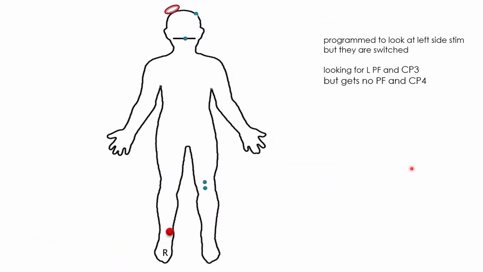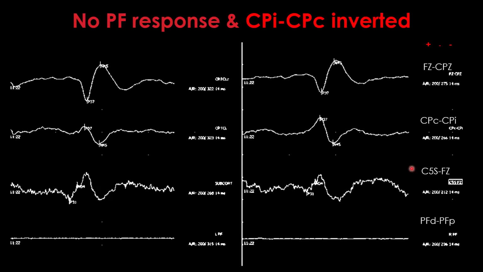If the stimulators are switched and we're stimulating what we think is the left side, but we're actually stimulating the right side, the response is looking for left side popliteal fossa electrodes, which they never see, so there's no response. And it's also looking for that ipsilateral to stimulation cortical response, which will be programmed as CP3, but since we have the stimulator switch, it's recording at CP4. This will invert that cortical response, as you see right here.